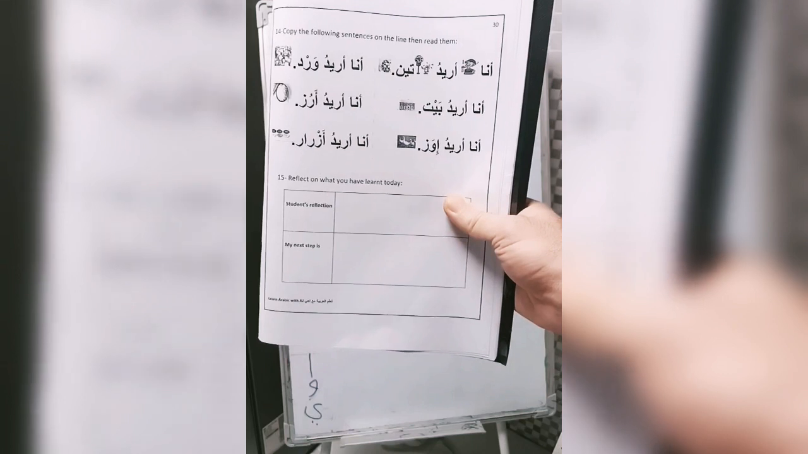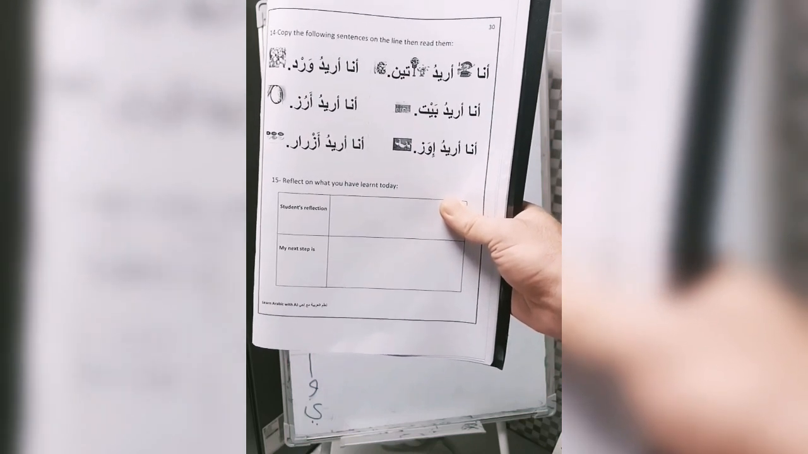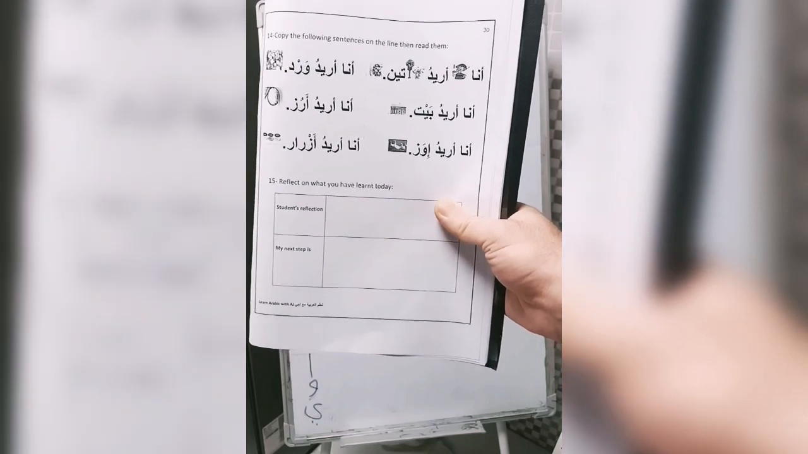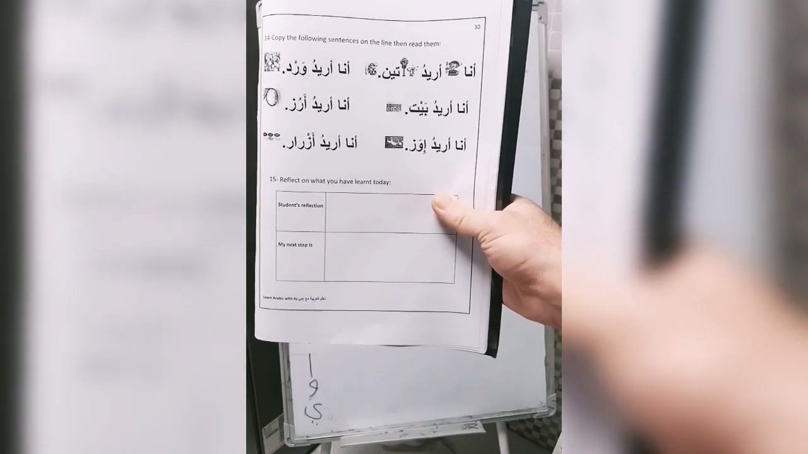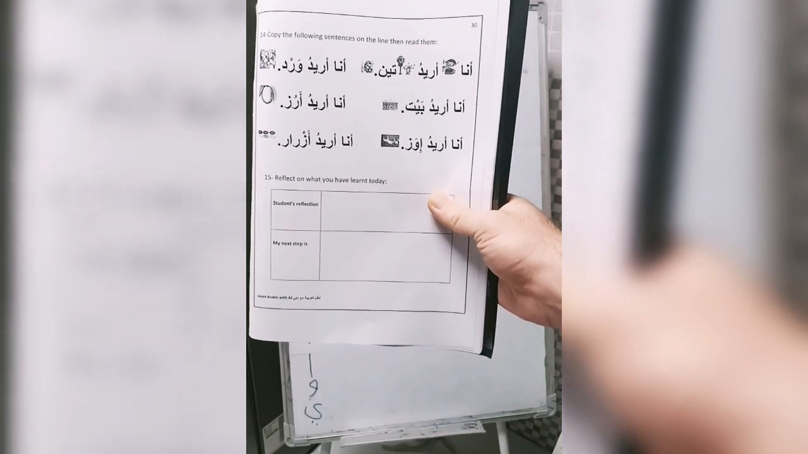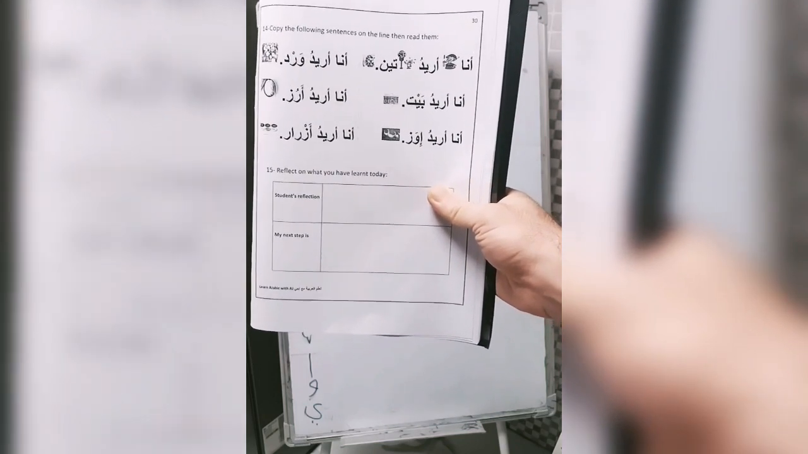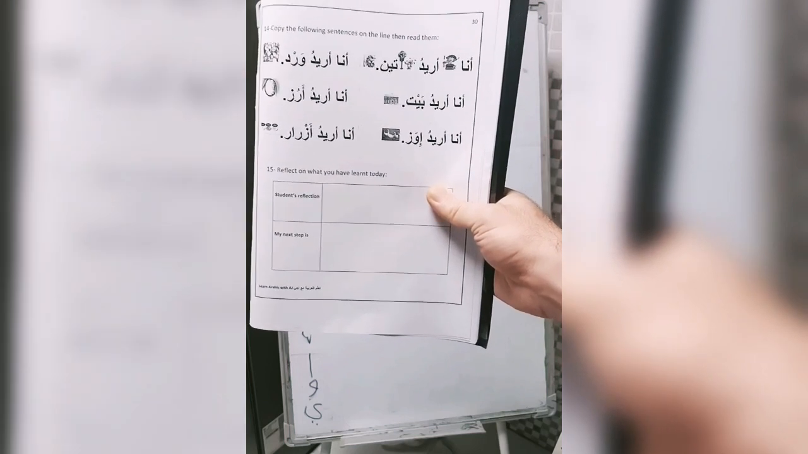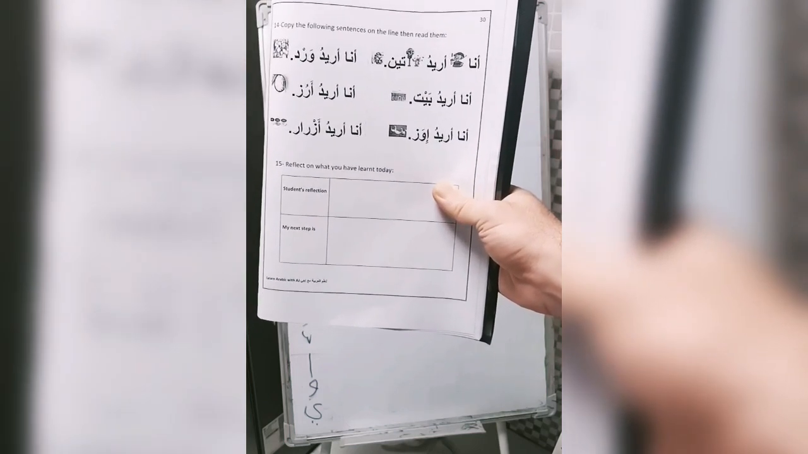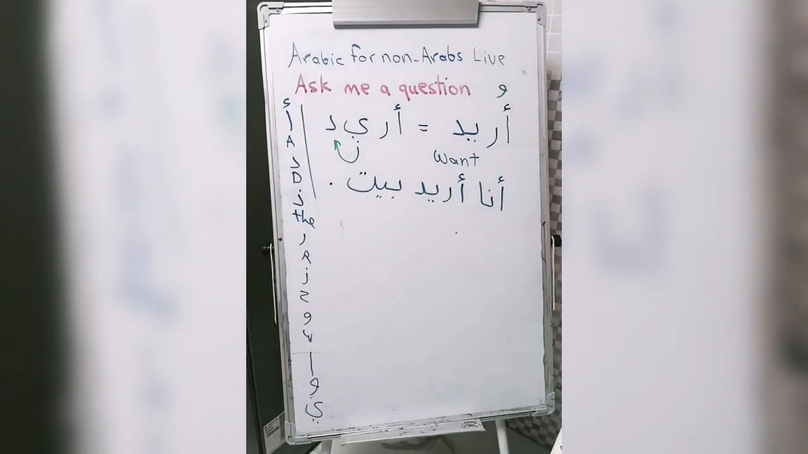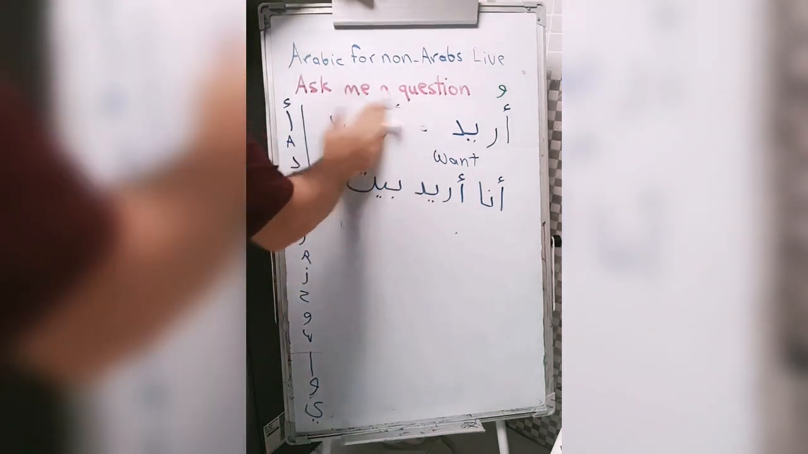If you look with me at the first sentence, أنا أريد تين, I want figs. Second one, أنا أريد بيت. Third one, أنا أريد إوز, I want geese. أنا أريد ورد, I want flowers. أنا أريد أرز, I want rice. أنا أريد أزرار, I want buttons. Okay? Good. Let's go to the second group and the last group for today.